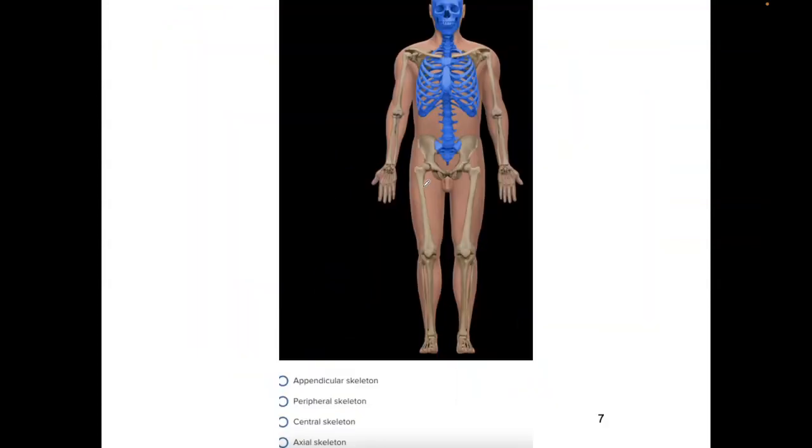So here is an old McGraw-Hill Connect quiz question, and it's asking what is the highlighted structure. So we know we're looking at the skeleton. So let's just look at the choices. We never learned about a central skeleton. We never learned about a peripheral skeleton. The only time you heard central and peripheral was when we talked about the central neural system or peripheral neural system. So now we're left with appendicular skeleton or axial. Well, the appendages are the lower extremities and the upper extremities. So what we're left with in blue is the axial skeleton.